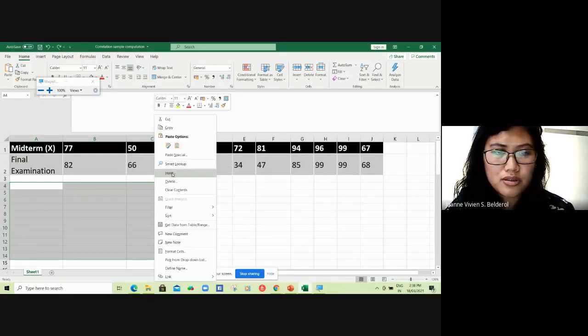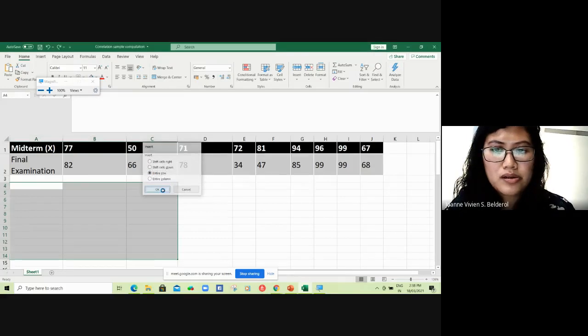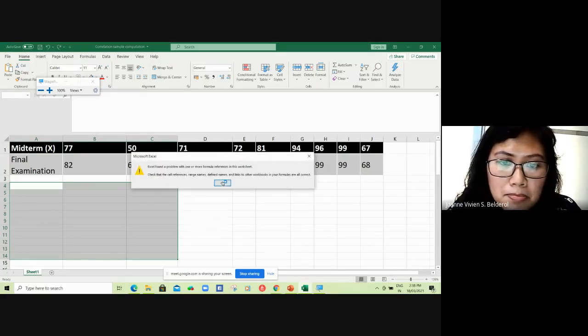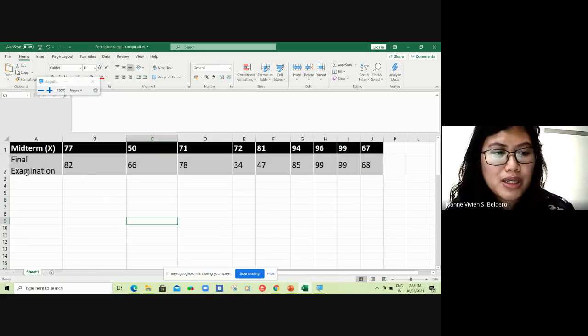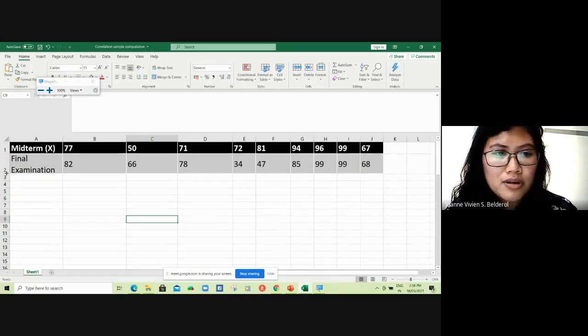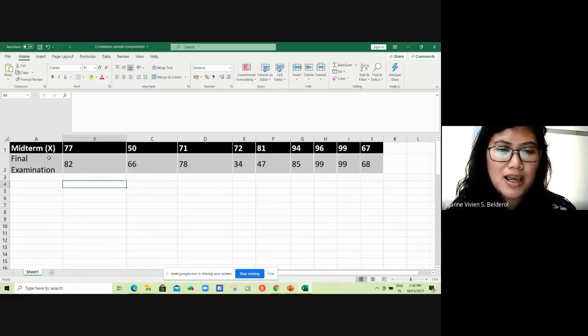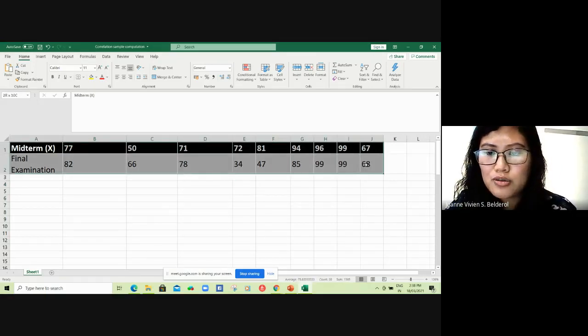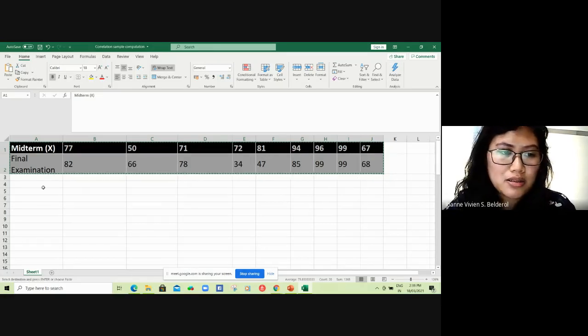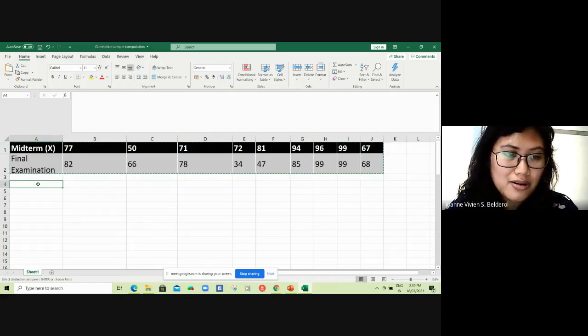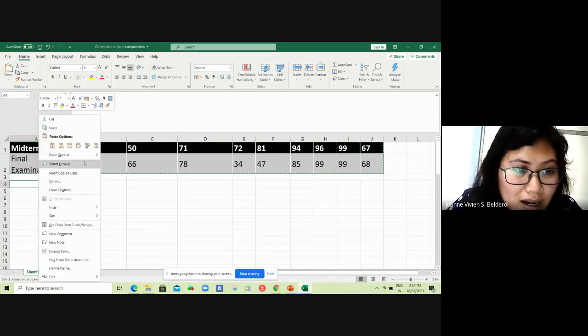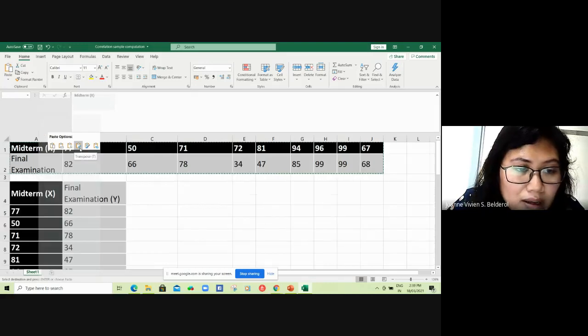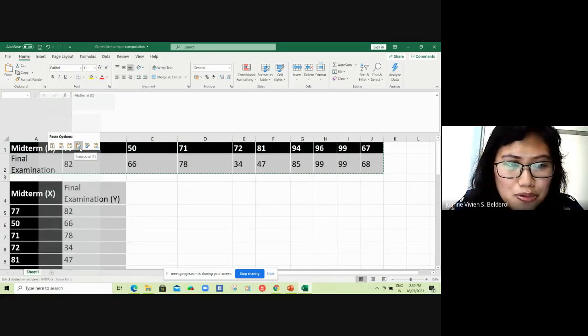I'm going to insert new rows. So that you will know how to transform this, since it's horizontal, we will make it by column. What you do is you simply highlight this one, you copy, Control C, and then you select a blank cell, right click, and then your choice is this one, transpose.